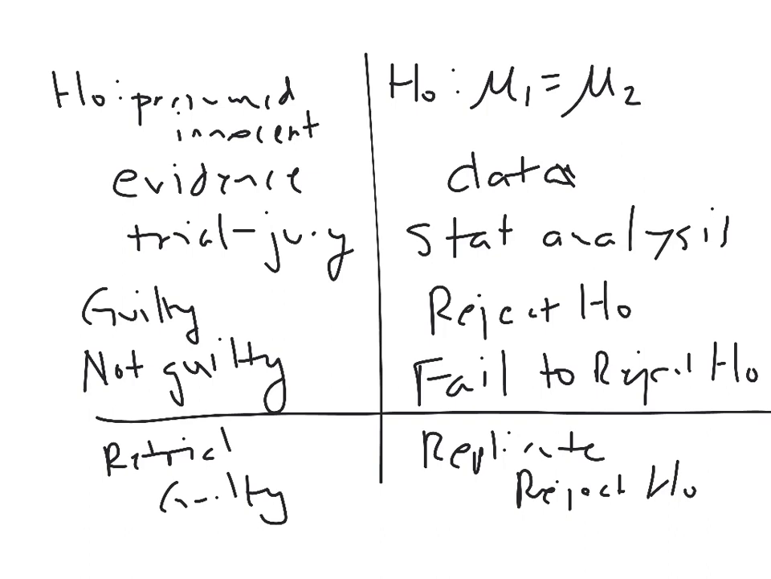But what I really wanted to explain here is that this analogy hopefully makes sense to you a little bit. When we do our statistical analysis, we either have enough evidence to reject the null, or we don't. But if we don't, then all we're going to say is that we failed to demonstrate that the means are different from one another.